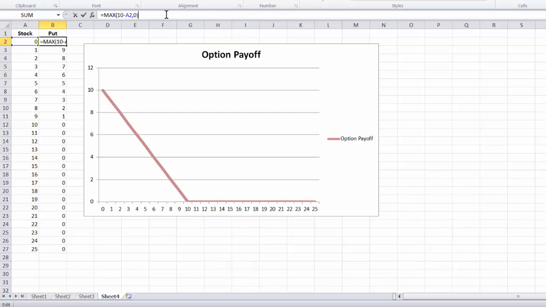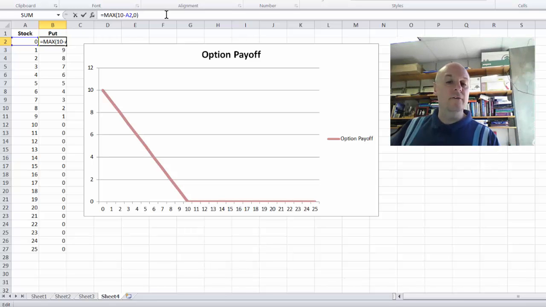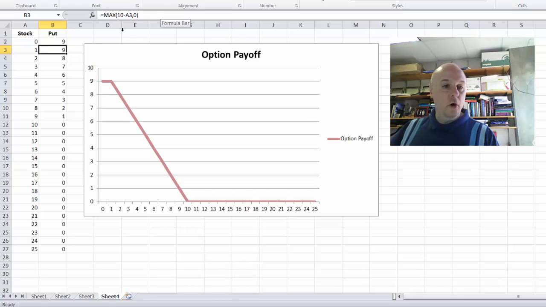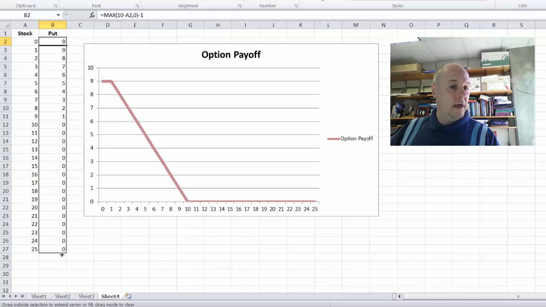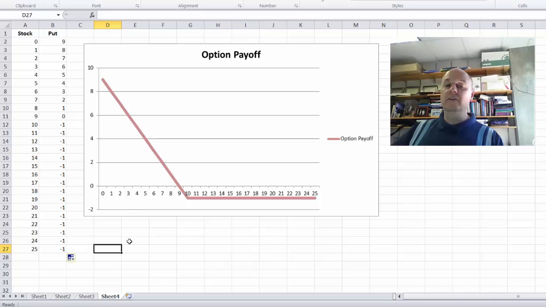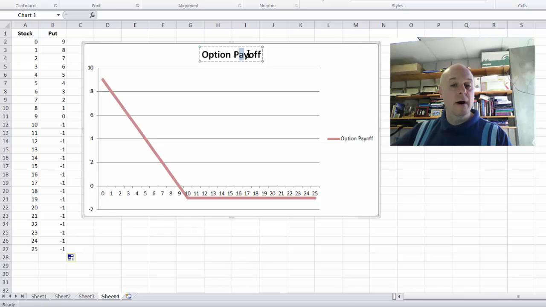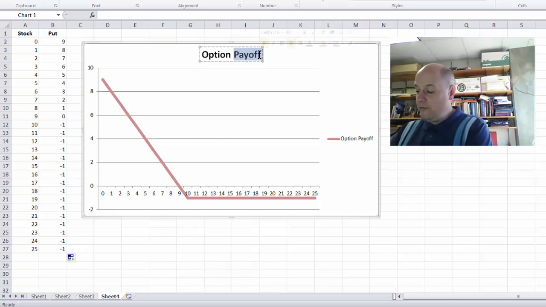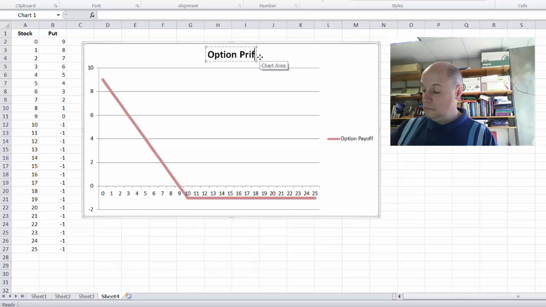I have to buy these options. Let's just say that the value, the premium that I would pay for this particular put option was $1. So I'm taking my payoff, what the option is worth, and subtracting $1 from each one of these. So it drops down. Now it's not a payoff diagram, but what I've got here is a profit diagram. Since I have to spend $1, and I can spell profit.